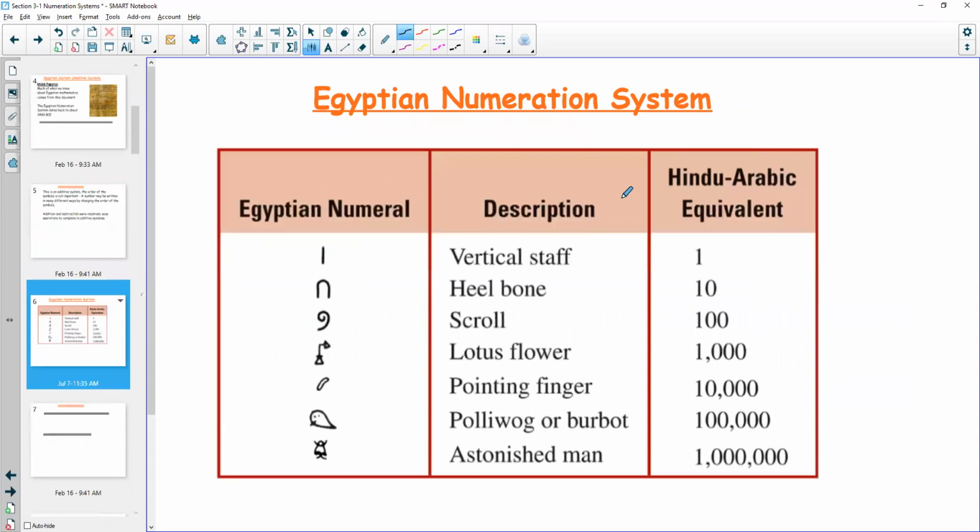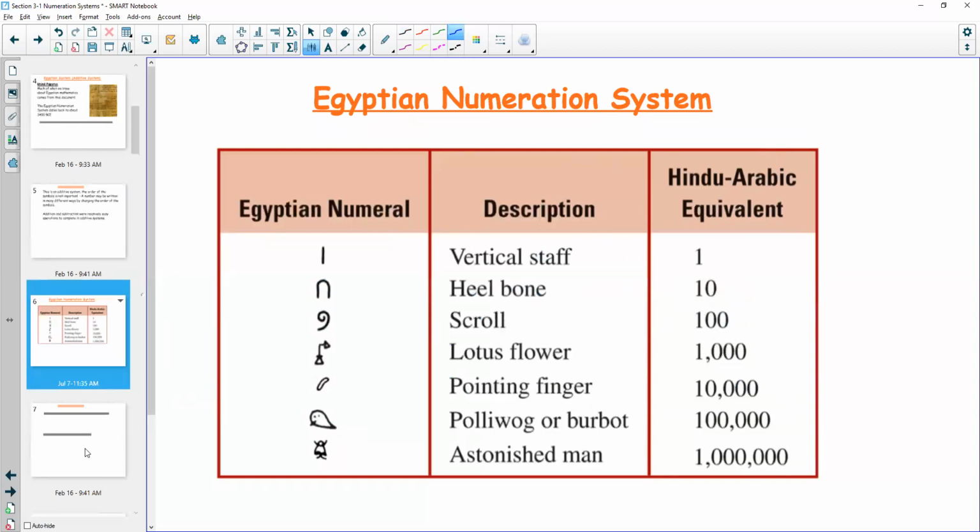The Egyptian symbols are fairly complex and simple all at the same time. A vertical staff, a straight line, is 1. This upside down U, a heel bone, is equal to 10. A little scroll, and mine are horrible, you'll see them in a minute, is equal to 100. A little lotus flower is 1,000. A pointy finger is 10,000. A little pollywog bug is 100,000, and a happy, astonished man is worth 1,000,000, which is about how somebody felt if you gave him 1,000,000 of anything.